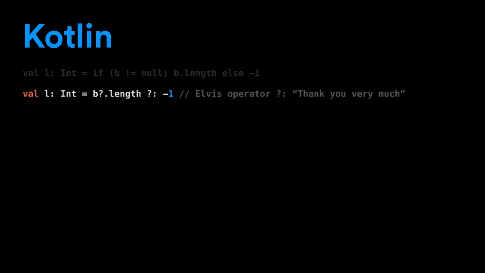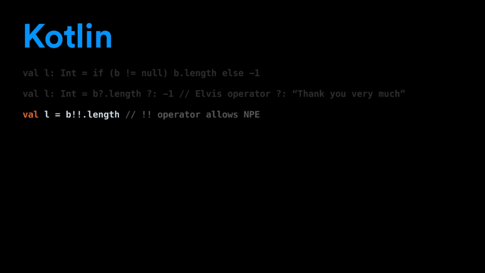We can even condense that a little further with a fun little trick called the Elvis operator, which sort of looks like a curly piece of hair and some eyes turned sideways. By saying, let's set L to be B, optional dereference on length. If that is null, then I want you to do -1. And if it isn't, return whatever B.length is. So that's more shorthand on that.